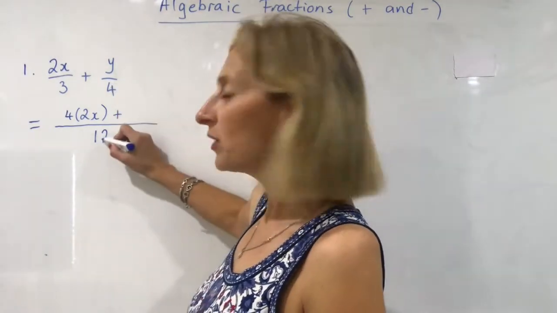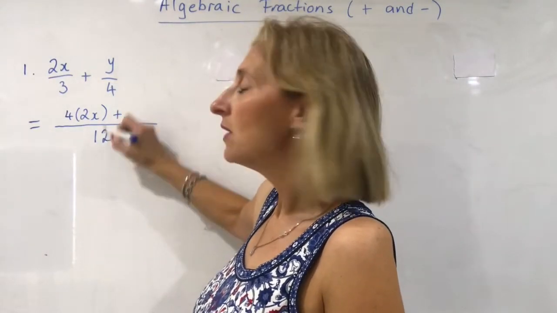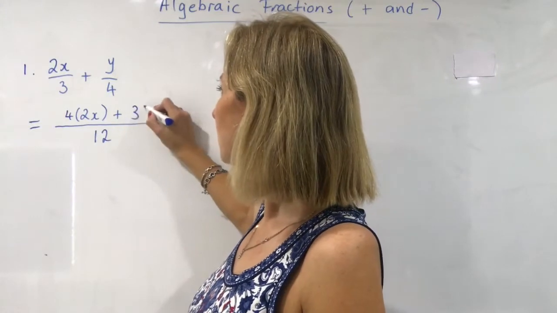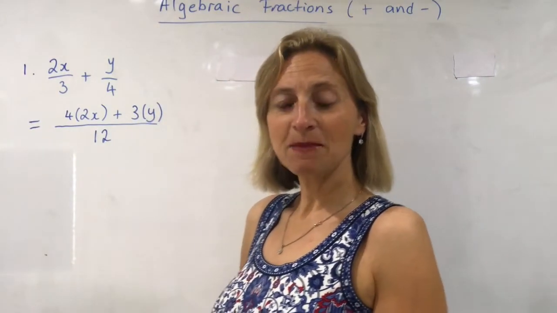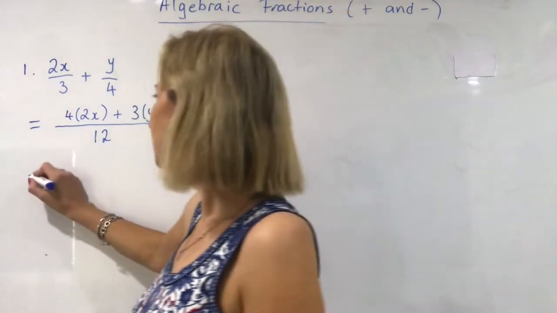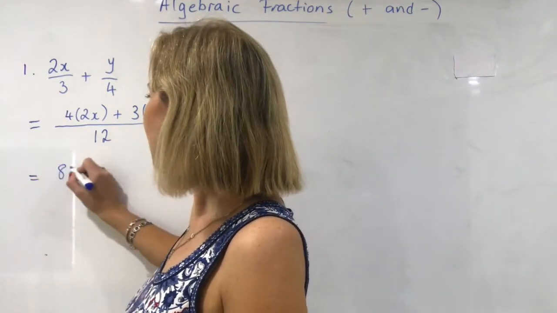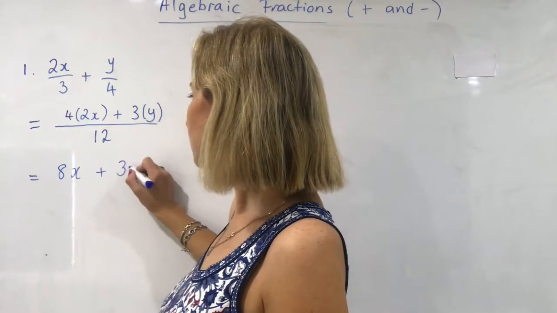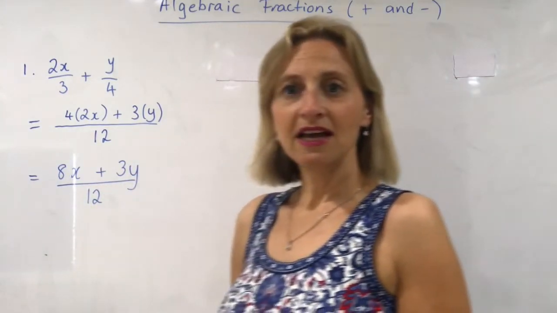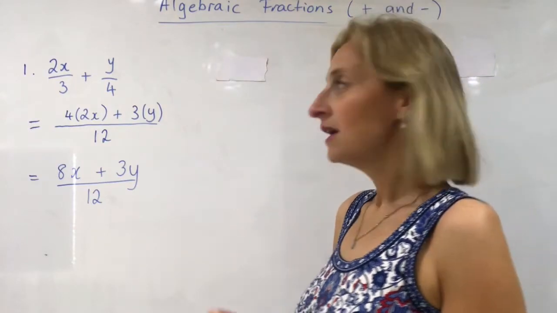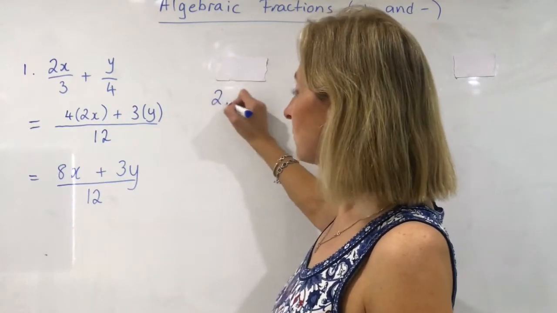Here, 4 times what is 12? 4 times 3. So I need to multiply the top by 3. And I expand the top and write down what's left. 4 times 2x is 8x. 3 times y is 3y. All over 12. And I'm finished. Let's have a look at question number 2.